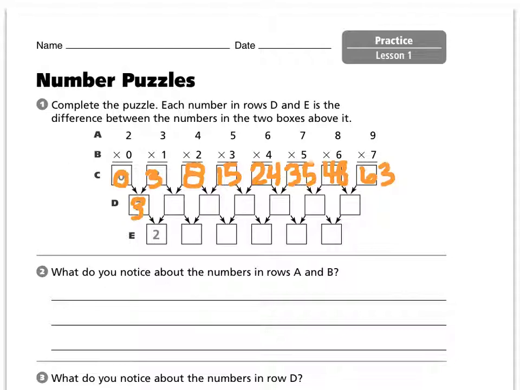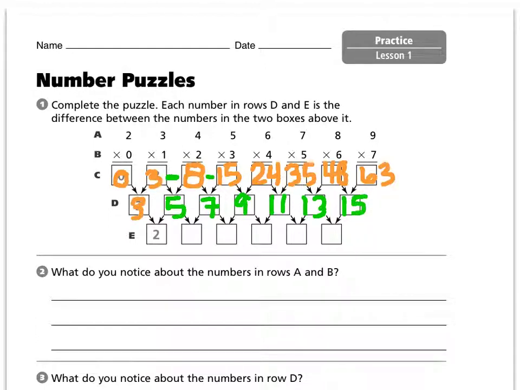You're going to use the difference. So 8 minus 3 is going to be 5. 15 minus 8 is going to be 7. 24 minus 15 is 9. 35 minus 24 is going to be 11. 48 minus 35 is going to be 13. And 63 minus 48 is going to be 15.